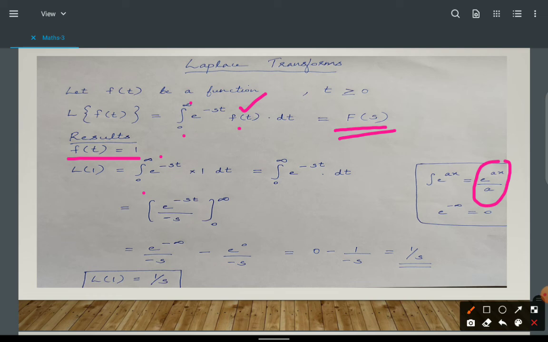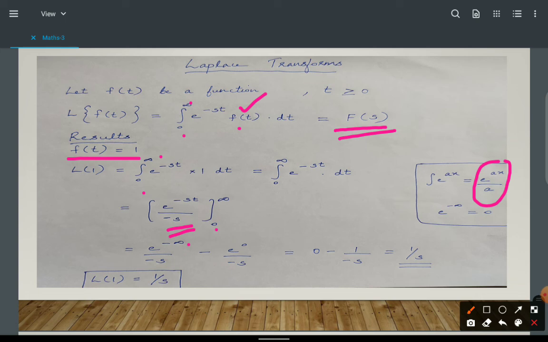So substituting the same thing, e raised to minus st യുടെ കേസ് വരുമ്പോഴത്തേക്ക് e raised to minus st by minus of s. Now you have to give the limits 0 to infinity. So ആദ്യം നമ്മൾ അപ്ലൈ ചെയ്യുന്നത് upper limit ആണ്. So in place of this we have to replace with the upper limits, that is infinity and 0. So e raised to minus of infinity വരുന്നുണ്ട് by minus s. Minus of e raised to 0 by minus s.